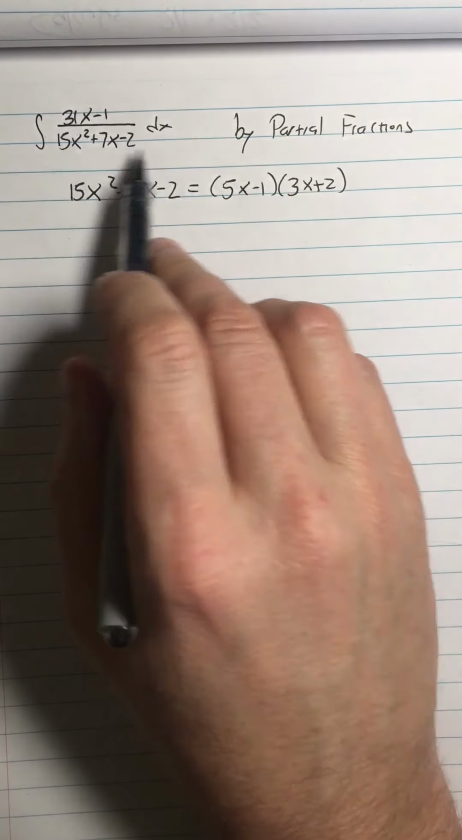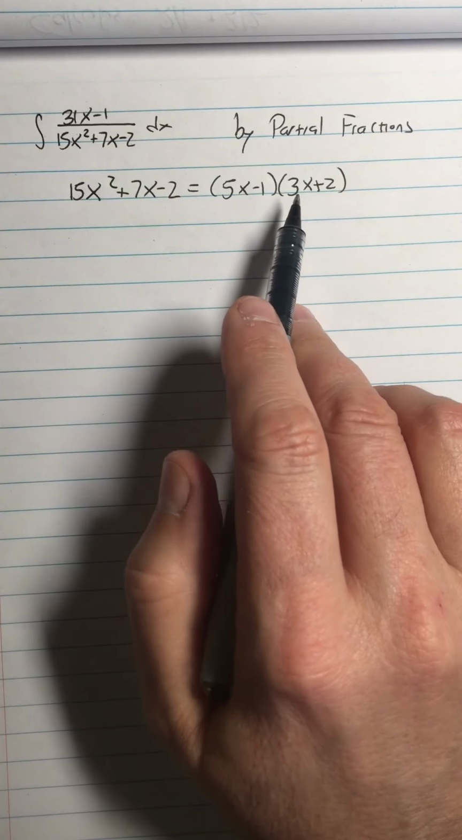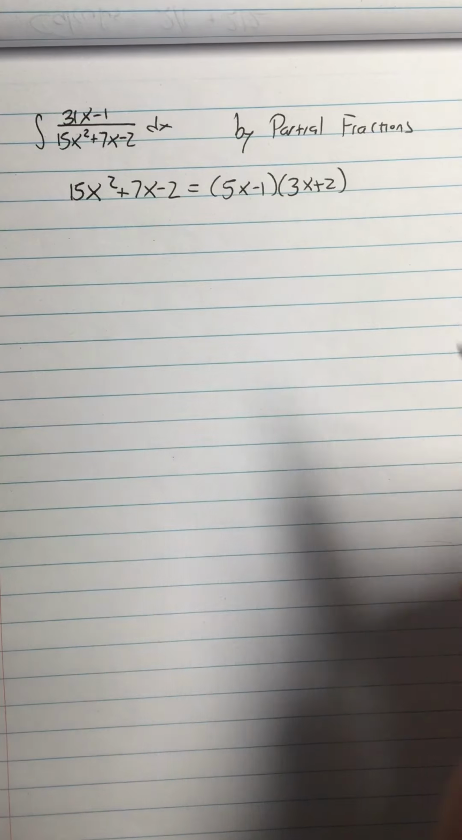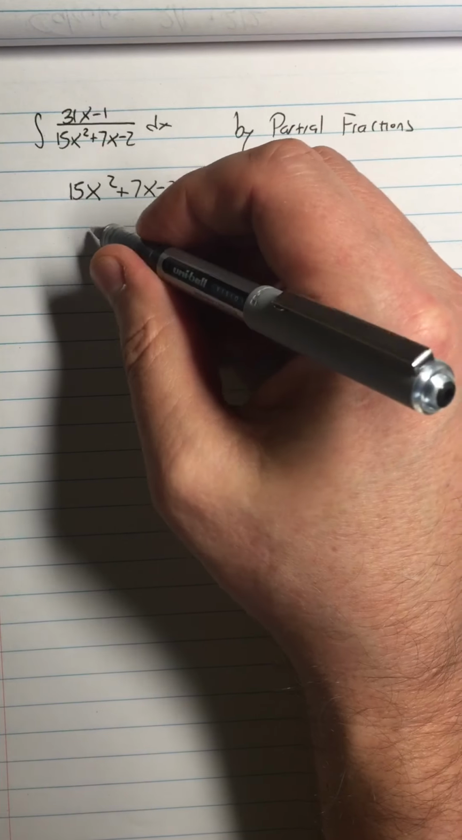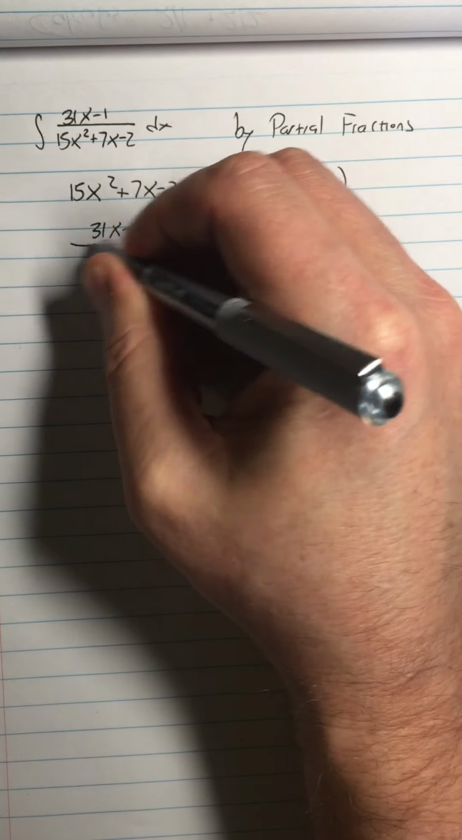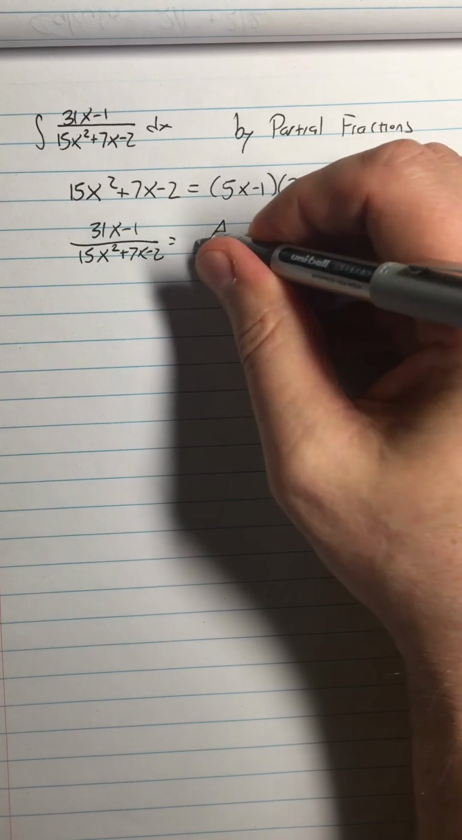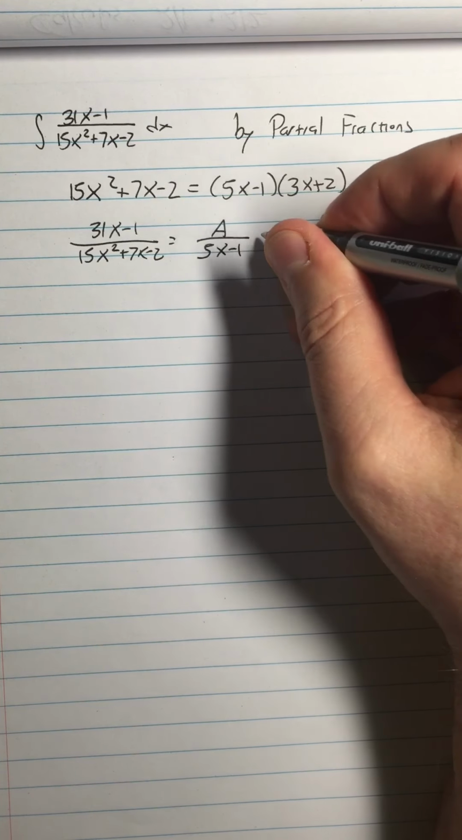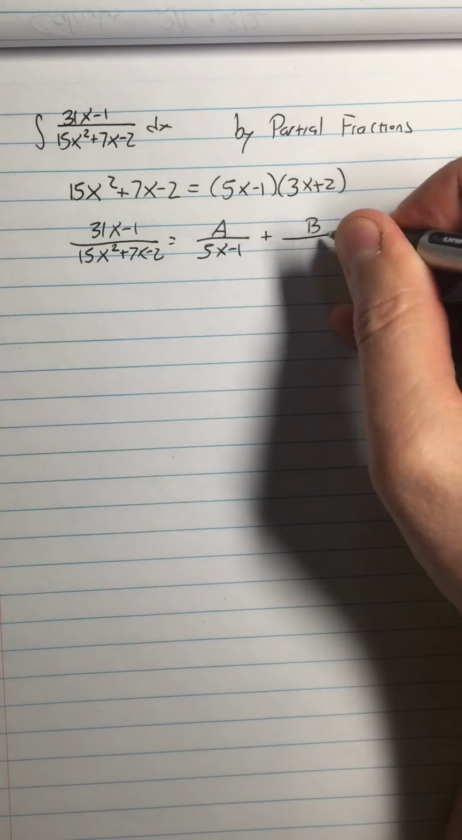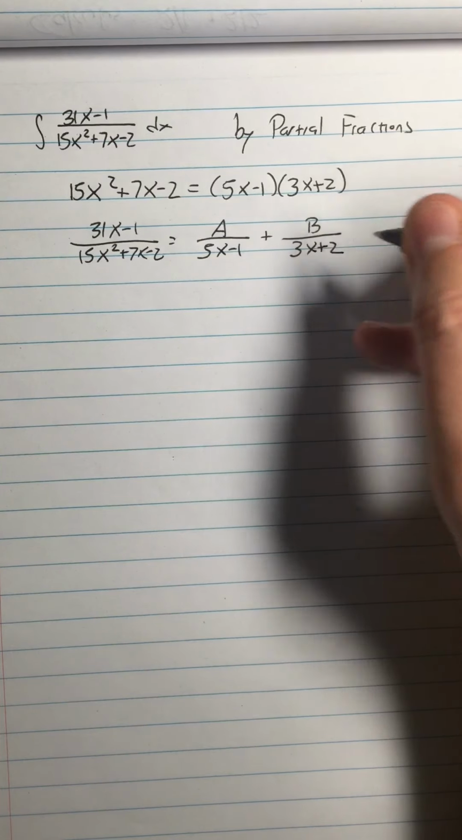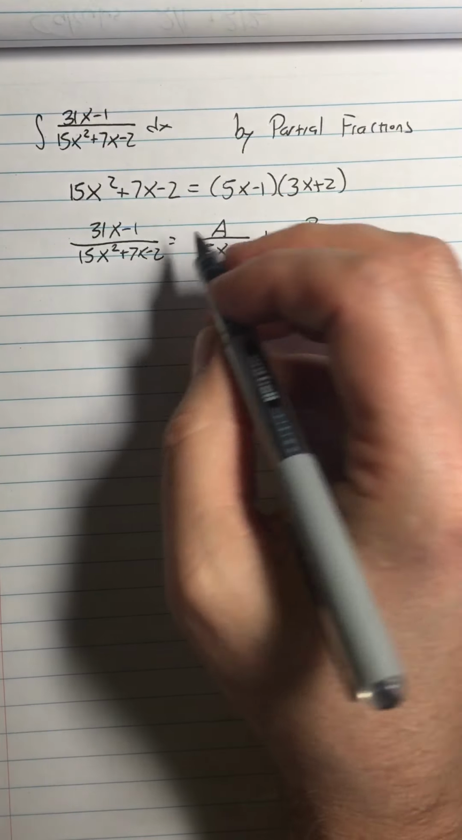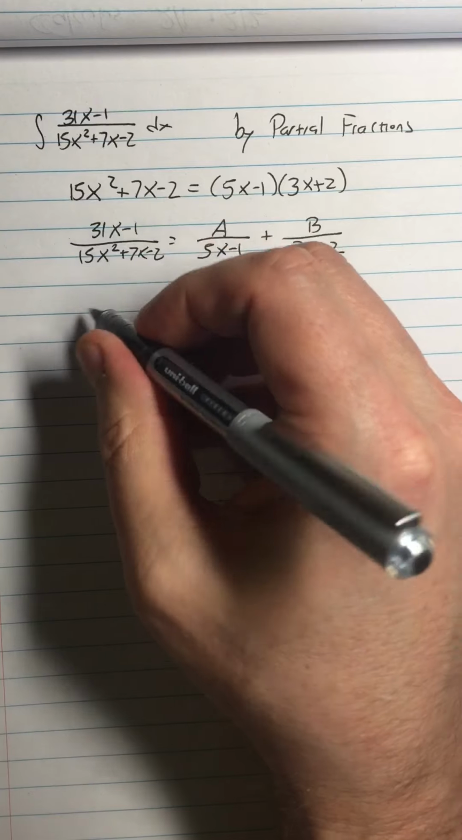All right, so we've decided we're going to do this by partial fractions. We have a factoring right there. So we're going to write (31x - 1)/(15x² + 7x - 2) = A/(5x - 1) + B/(3x + 2). We're going to write this all clearly so that the person grading it can read it.